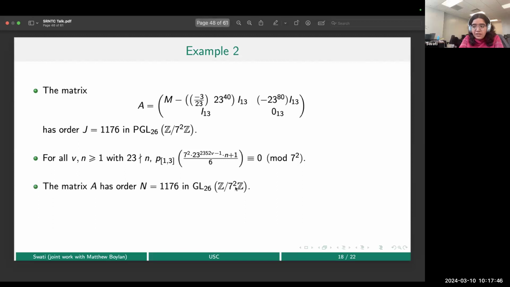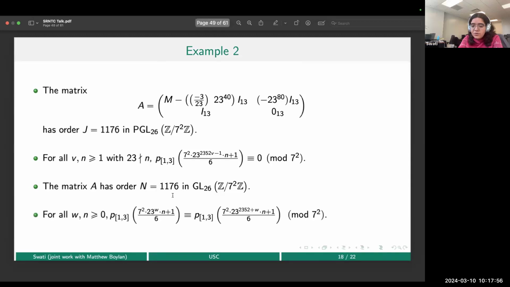Similarly, if we consider the order of this matrix in GL2(Z mod 49Z), that gives us another integer N, which gives us our second family of congruences, modulo 49. So basically, once we get this matrix M, we just need to check the orders in PGL2 and GL2, and that will give us J and N respectively.